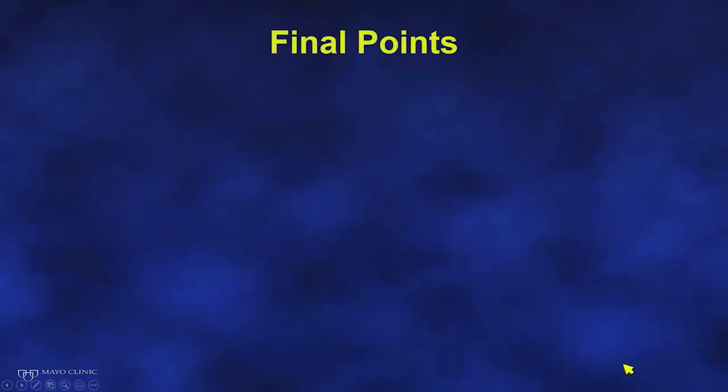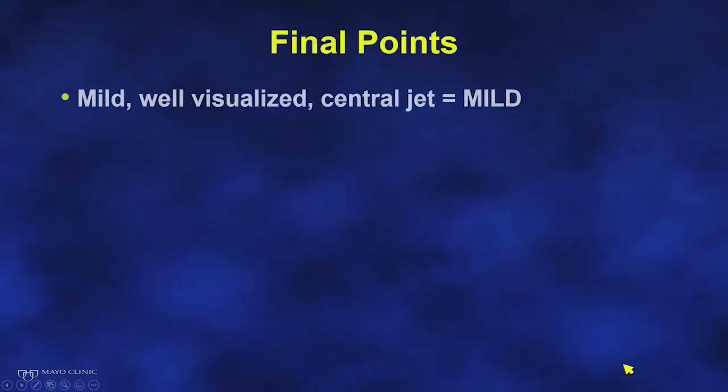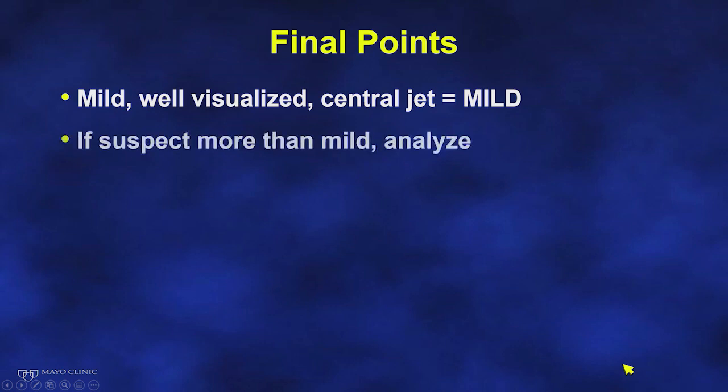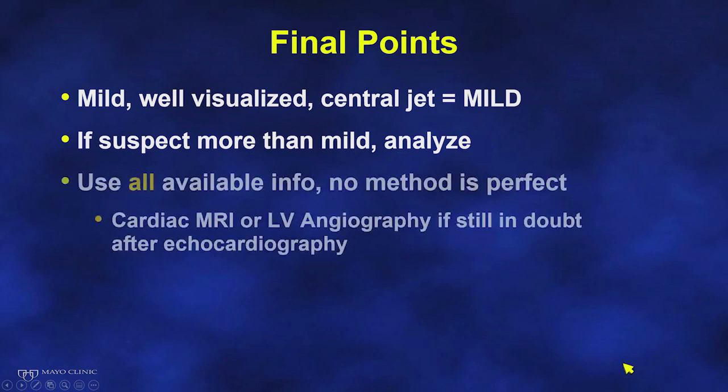So my final points. If it's a mild, well-visualized central jet, it's mild. You probably don't need to quantify. If you suspect more than mild, you should analyze. Use all the available info. No method is perfect. And if you're still uncertain how bad the mitral regurgitation is, have a low threshold to do cardiac MRI or left ventricular angiography if there's any doubt.